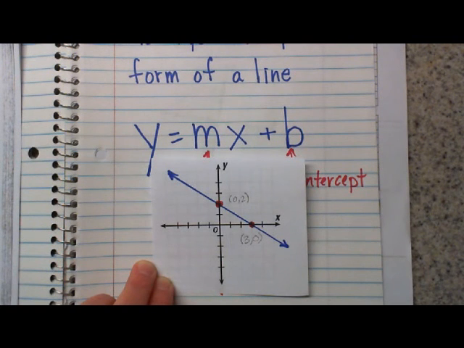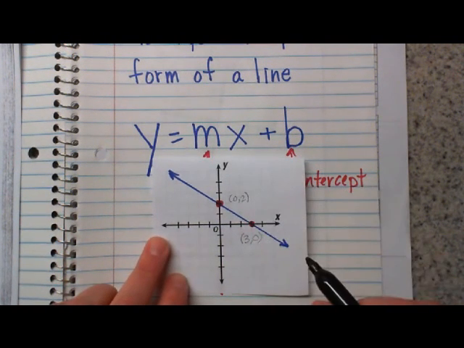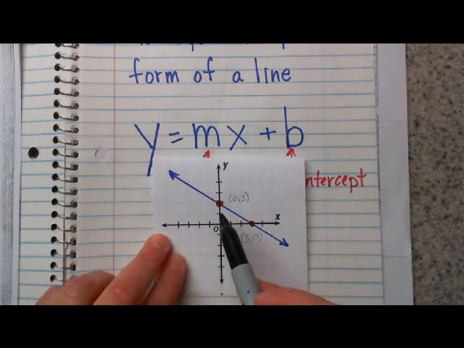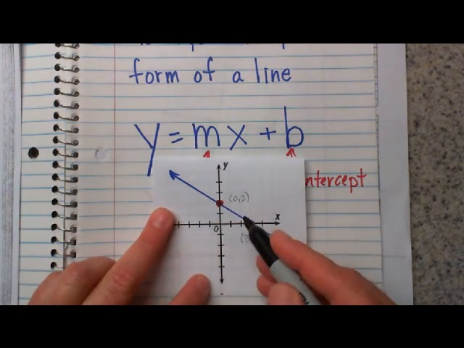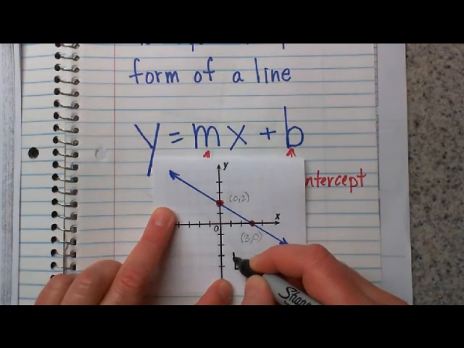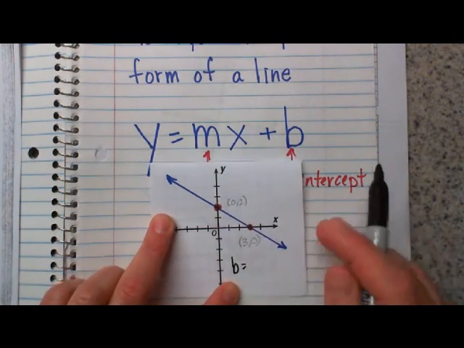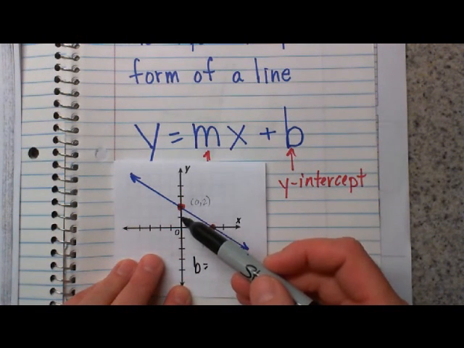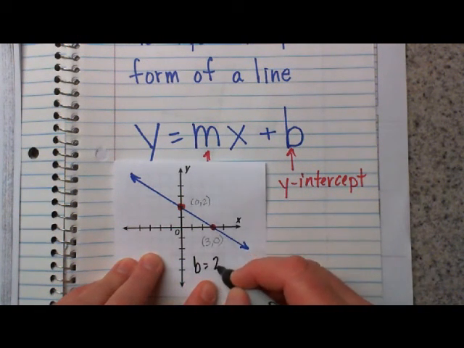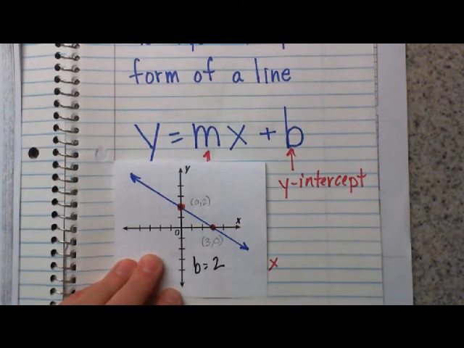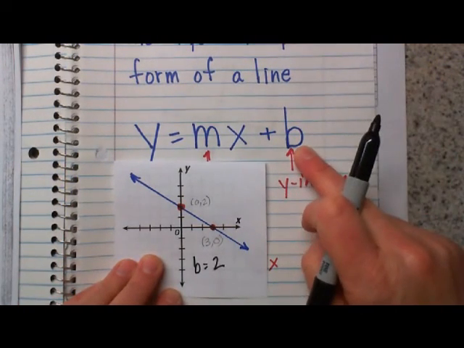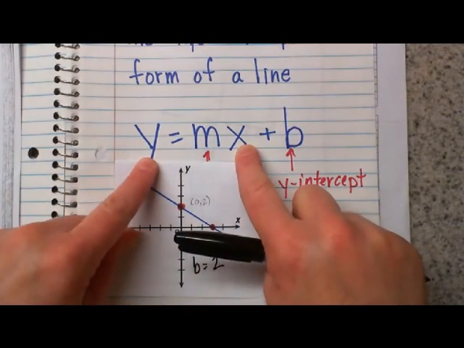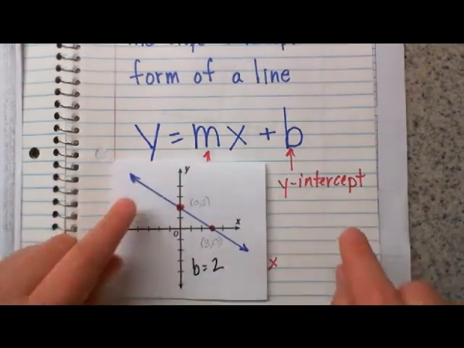So, how do I know what B is? It's 2. Why is B 2? Because it's where it crosses the y-axis. B is 2 because B is the y-intercept. We look on the y-axis and see where it crosses, and it crosses at 2. So B equals 2. Now we've got the B part of the line, and x and y we really just put in after we figure out the slope and the y-intercept.